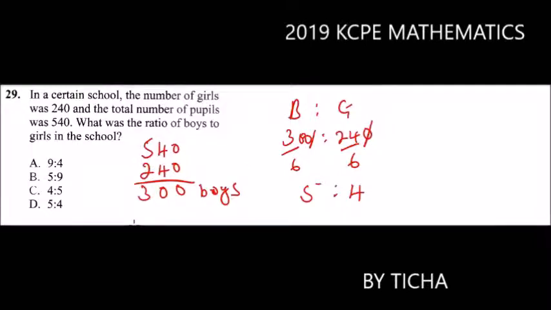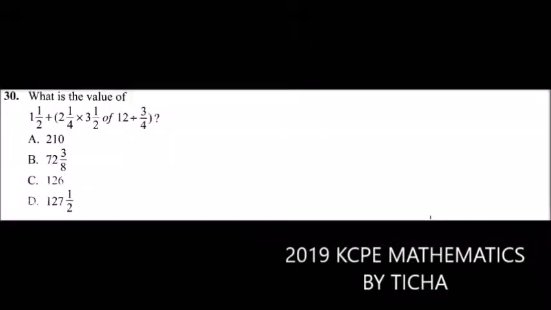And if you check your answer, the correct answer is D. So that is the answer that you shade. So you are being tested whether you know how to simplify ratios to be able to get the answer to that question.